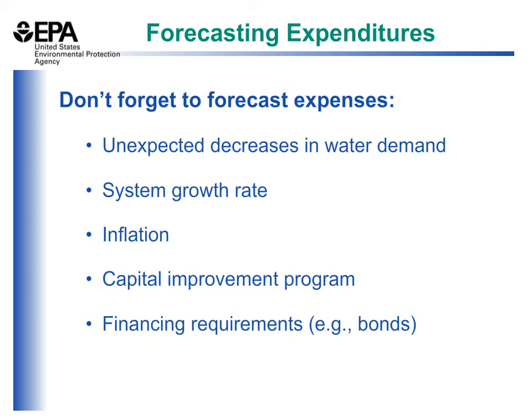And this information basically allows for forecasting expected decreases in water demand or system growth. You have to consider inflation and budget that CIP or capital improvement plan for improvements and upgrades.